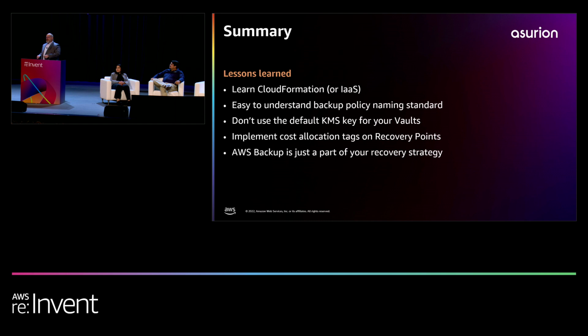So what we did is we implemented the precious metals naming convention. So I've got bronze, I've got silver, I've got gold, and I've got platinum. And each one increases its retention requirements, maybe its frequency on the backups, and provides additional copies to either cross account or cross region. So that was very important.